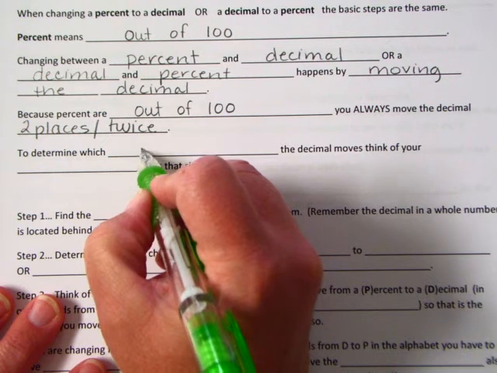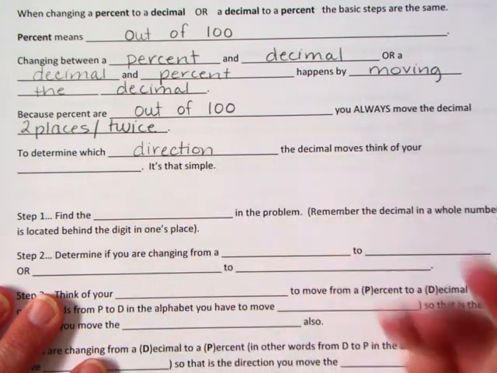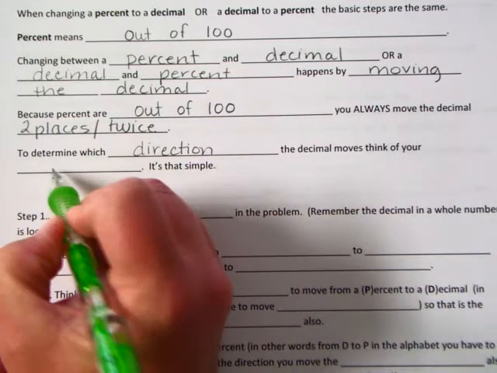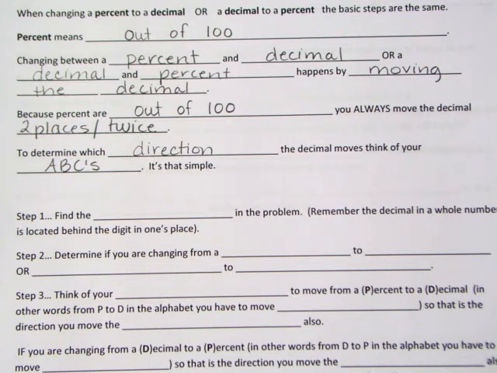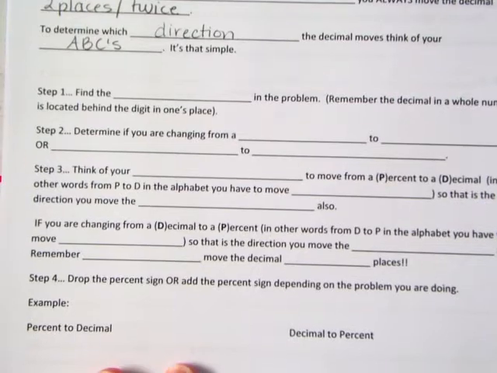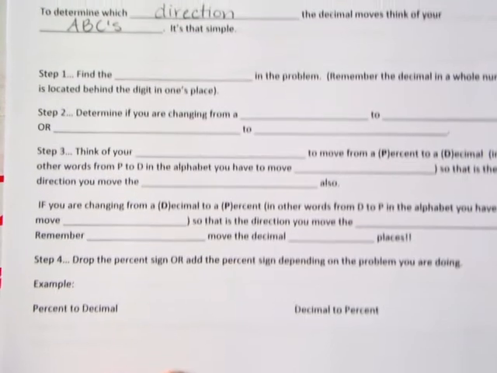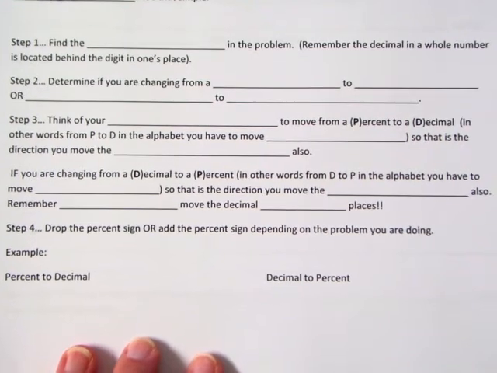To determine which direction the decimal moves, think of your ABCs. It's that simple. You've known your ABCs since you were in kindergarten. Now we're going to use the knowledge of our ABCs to determine which way we're going to move our decimal when we are changing from percents to decimals and decimals to percents. It truly is that simple.